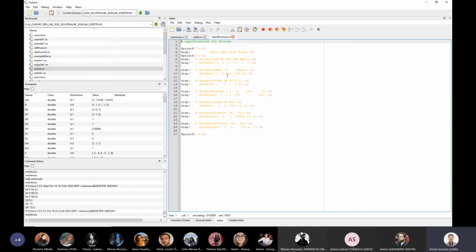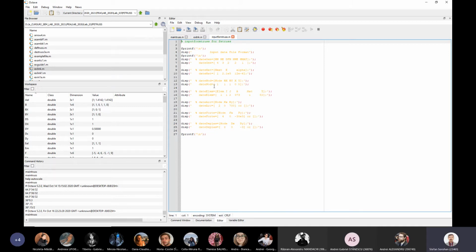For each material, Young's modulus here is for steel. The thermal coefficient is also for steel, this one. But here the units mean Newton and millimeters. Then for each node, we can observe that you have data nodes.